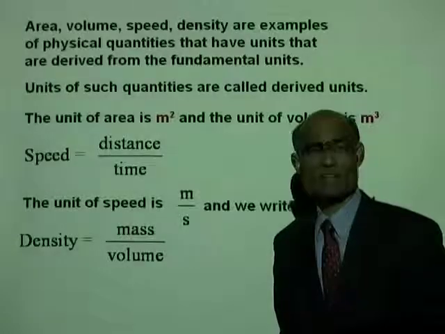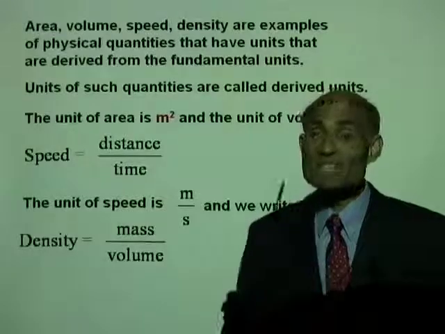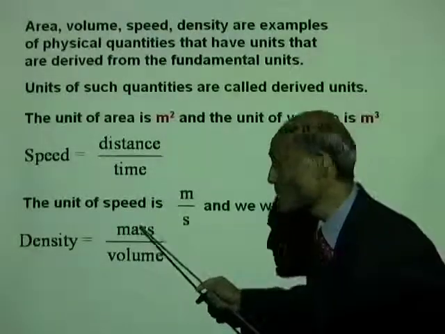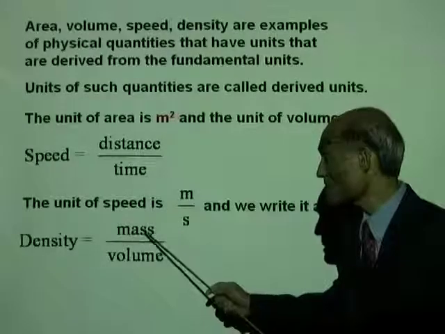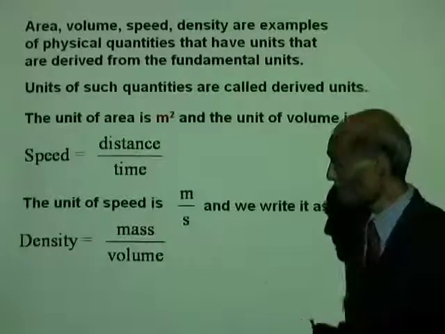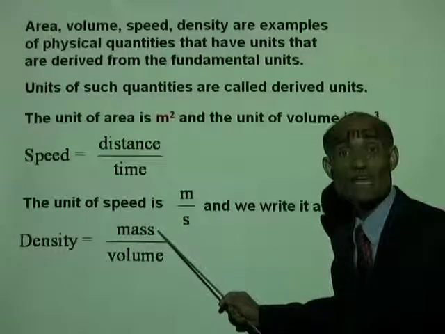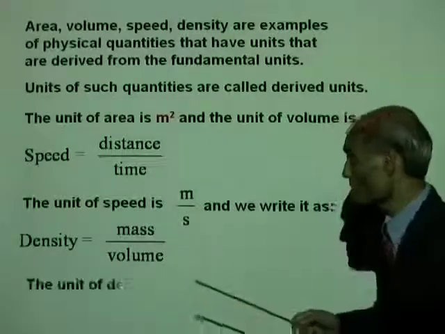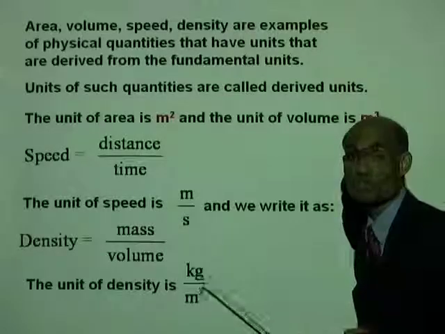Density. Does anybody know how density of an object is defined? Density is mass contained in unit volume. And you can measure density by dividing mass by volume. Mass divided by volume is density. Well, what is the unit of density? The unit of mass is the kilogram. Unit of volume is the meter cube. So unit of density is kilogram per meter cube.